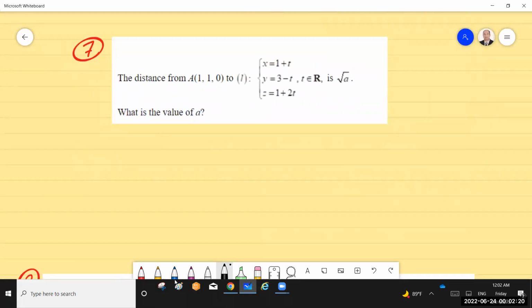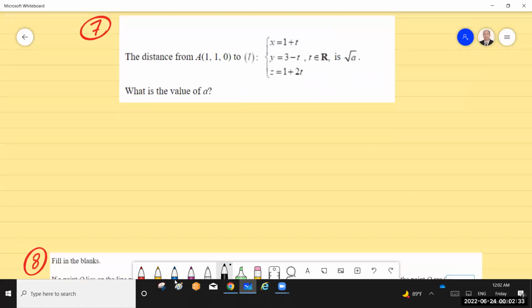Question 7, the distance from this point to this line. To find the distance between a point in space and a line, I have some steps. No need to give you the reason or the proof for the formula. I have a formula, and I have to use it now. Consider any line, and I have point A. I want to find the distance d from this point to the line. You just name any point B on the line, by taking the parameter t as 0, 1, 2, 3, just make it anything. Okay?